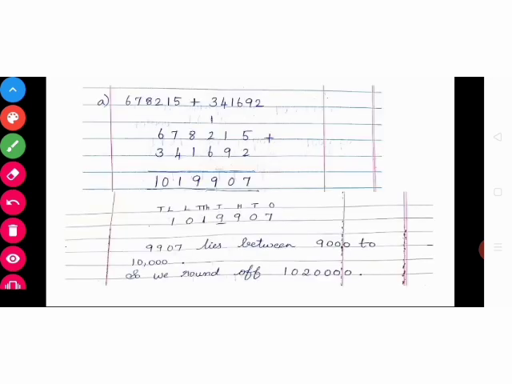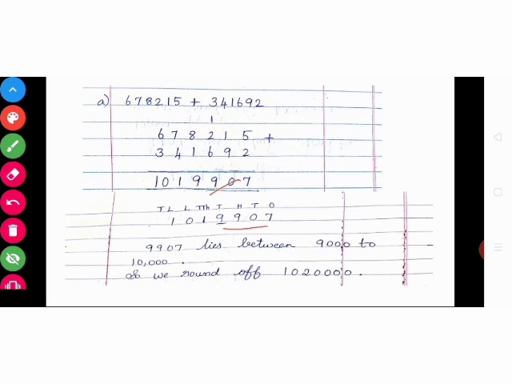So the sum you want to find out to the nearest 1000. What is given? 6,78,215 plus 3,41,692. Add these two numbers and your answer is 10,19,907. In this answer, you want to round off to the nearest 1000. In this thousands place, what is given? 9,907. It lies between 9,000 and 10,000.